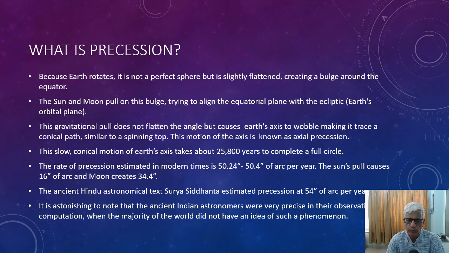So the Sun's pull is causing around 16 seconds of movement, and the Moon creates around 34.4 seconds of movement on the Earth's axis.